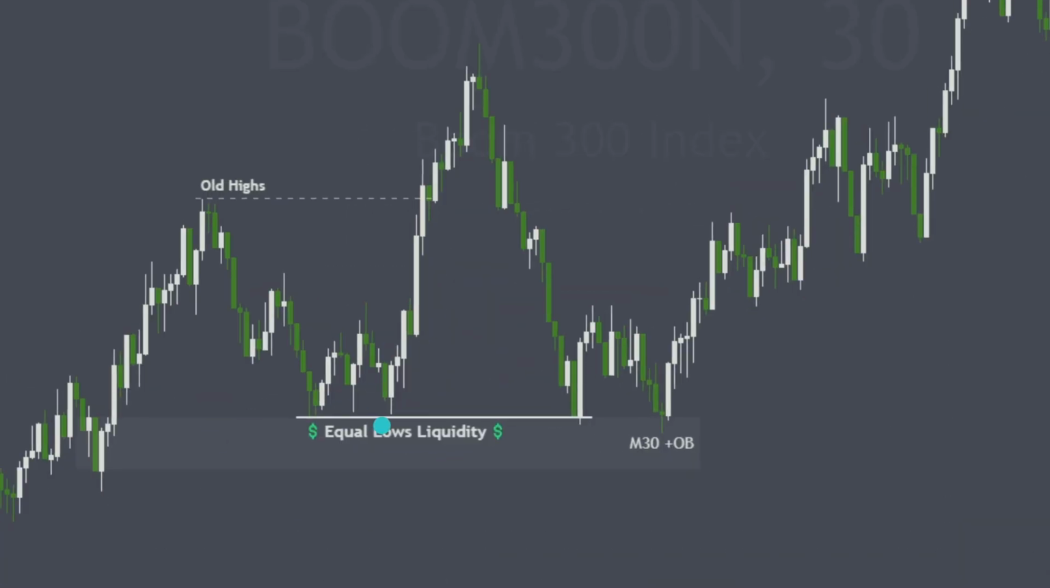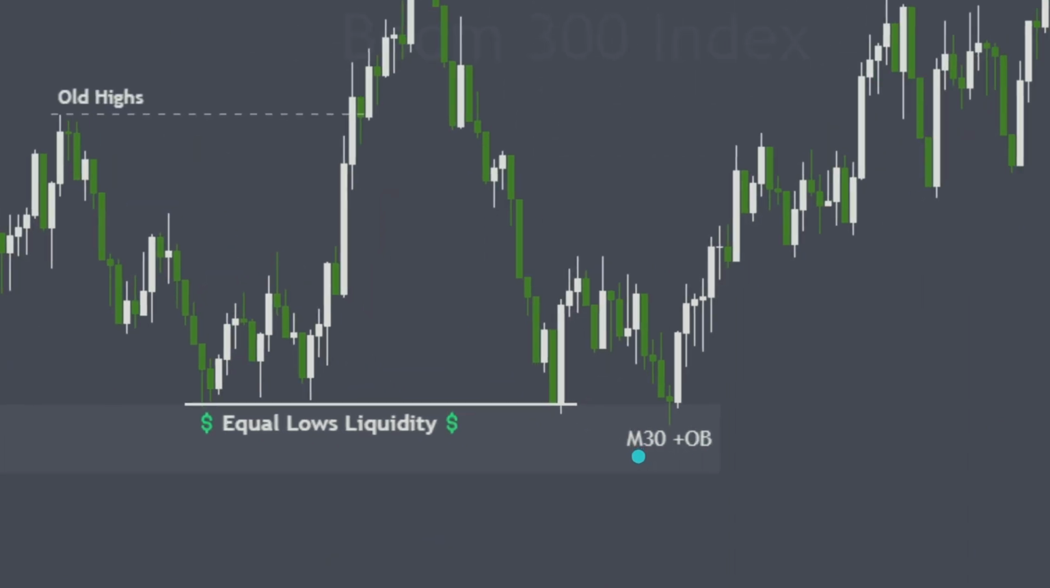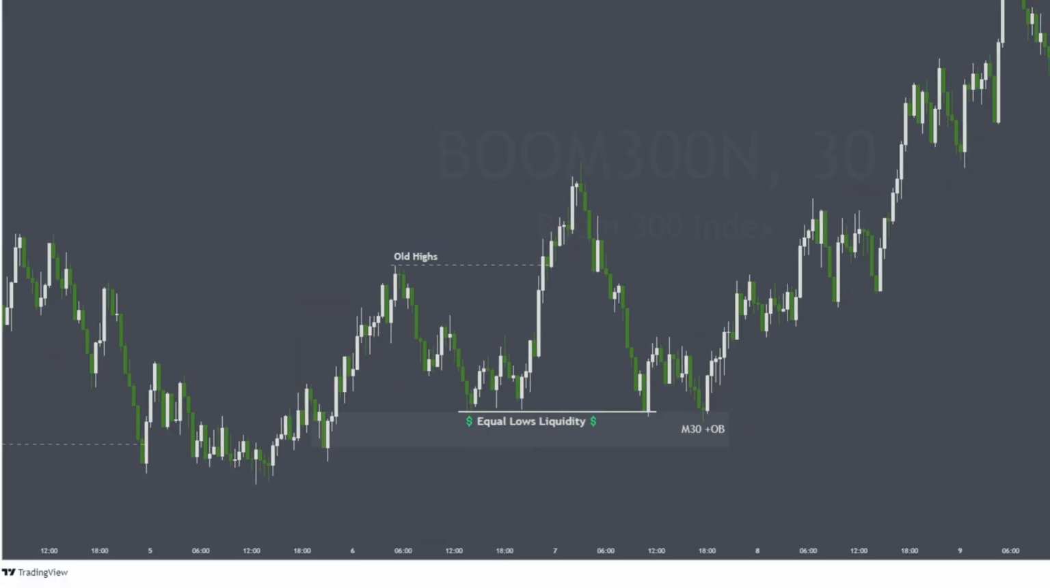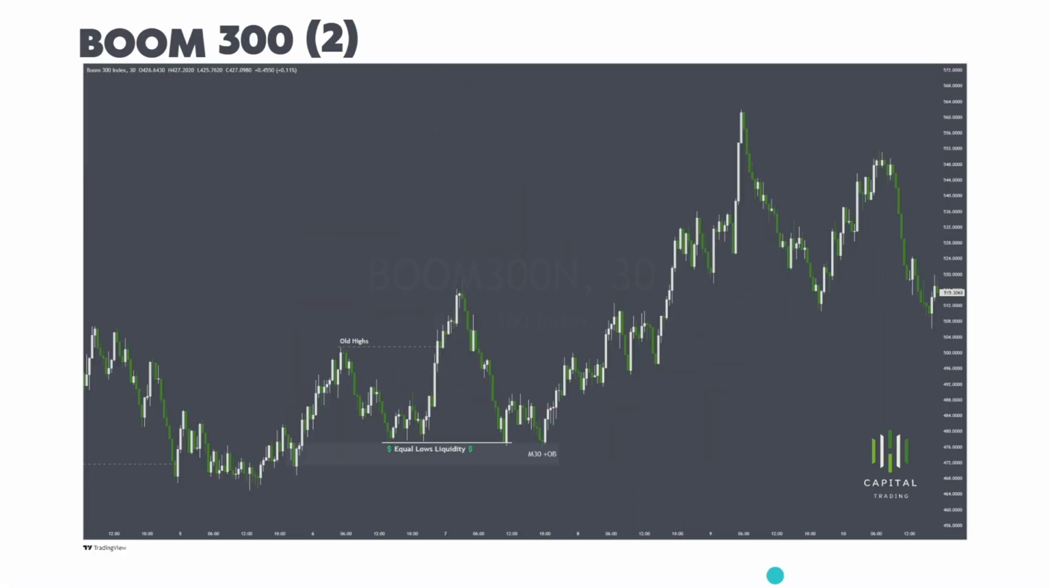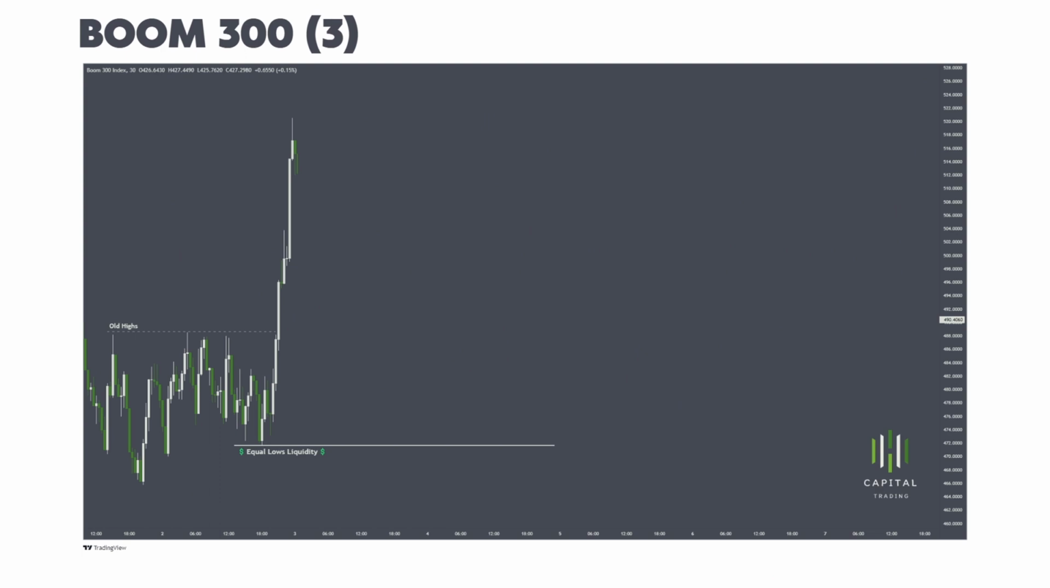And that's what happened here. They did reach first, then twice, 2 times into this liquidity, and then found support on the order block and pushed to the upside. Let's look at the last chart.